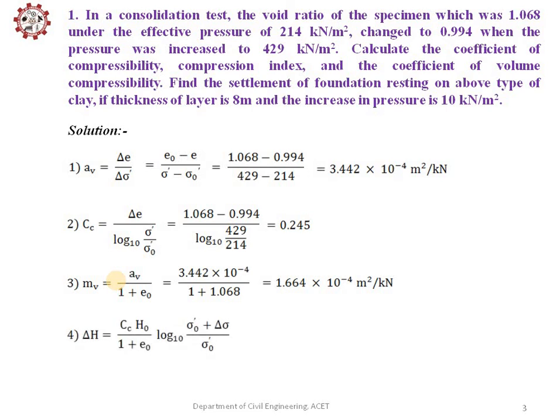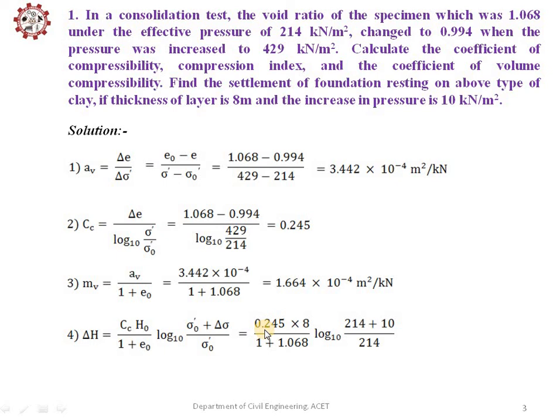And then you need to calculate the settlement of foundation. Delta H equals Cc H upon 1 plus e0 into log to the base 10 of sigma 0 dash plus delta sigma upon sigma 0 dash. So this is the formula to calculate the settlement, and here H is given to you as 8 meter and the pressure increase is given as 10 kilonewton per meter square.